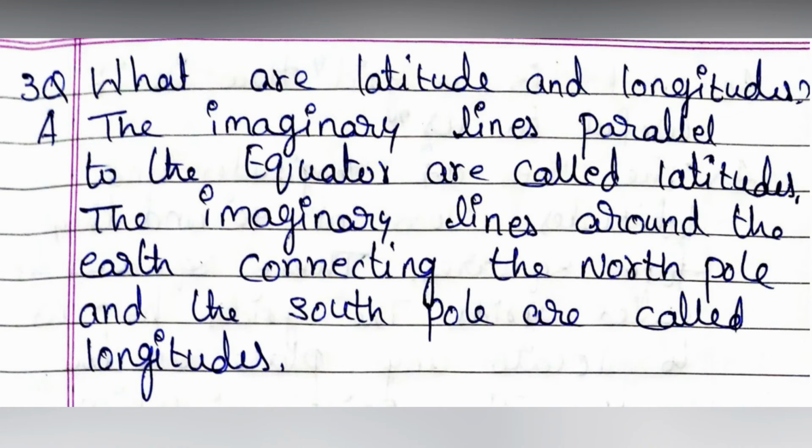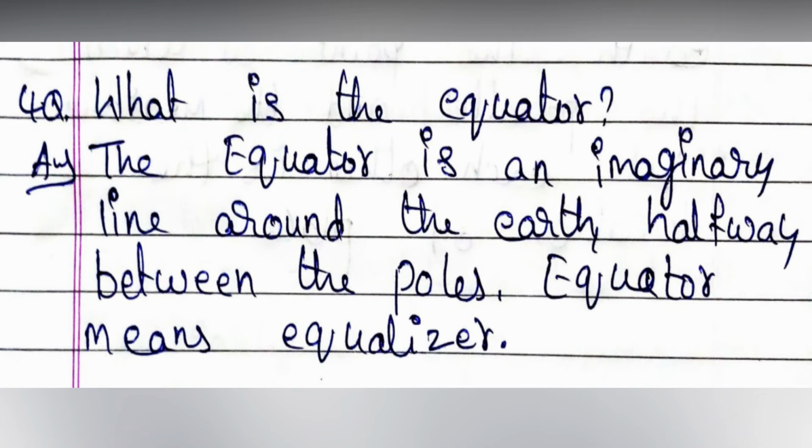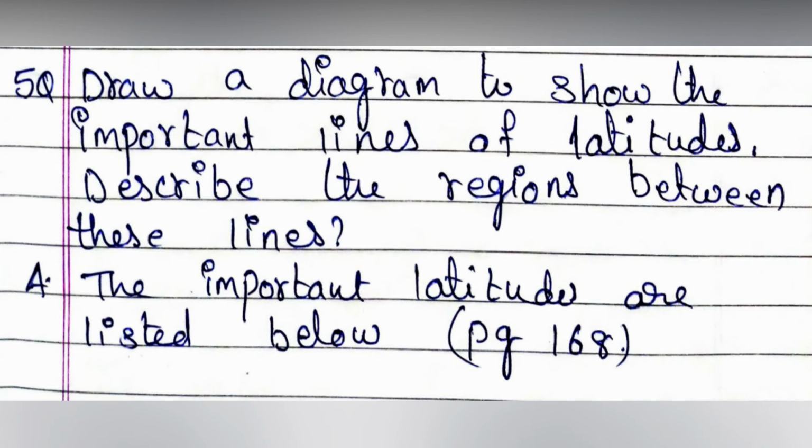Third question. What are latitudes and longitudes? The imaginary lines parallel to the equator are called latitudes. The imaginary lines around the earth connecting the North Pole and the South Pole are called longitudes. Fourth question. What is the equator? The equator is an imaginary line around the earth halfway between the poles. Equator means equalizer.